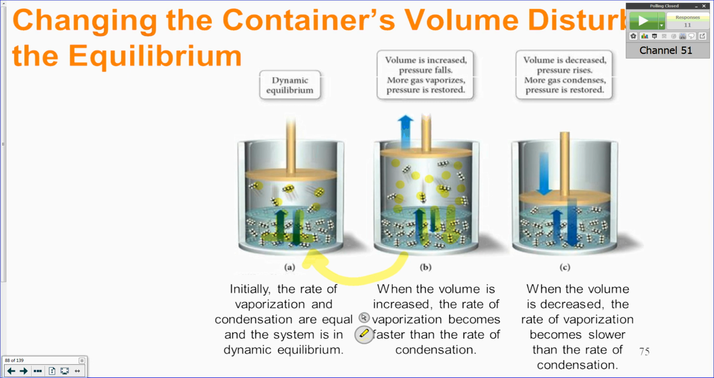And the opposite would be true. If I decrease the volume of the piston, so I push it down, now what's going to happen is it compresses the gas. They're going to start to collide into each other more frequently. The condensation is going to increase, and it's going to decrease the number of gas molecules as the rate of condensation increases until, again, it reaches that point of equilibrium. So it can respond either way.